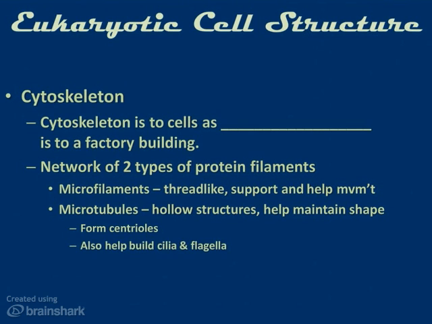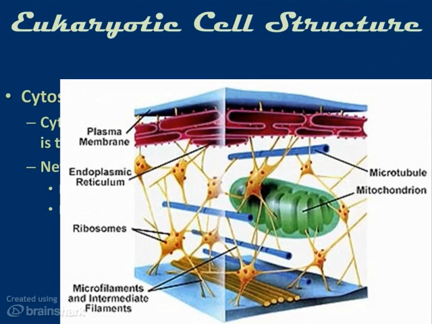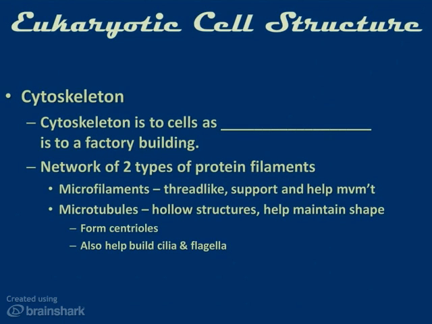Microtubules also help to build cilia and flagella, which allow single-celled organisms to move around in water. In the diagram here, you see microfilaments shown in the bottom left, and you see the microtubule shown towards the top right in the blue. Both of these, as we said, help with support and movement within a cell.